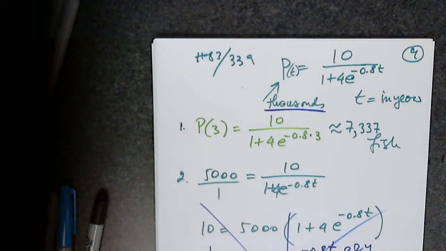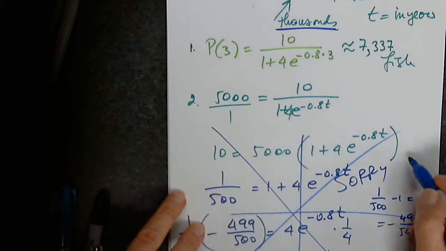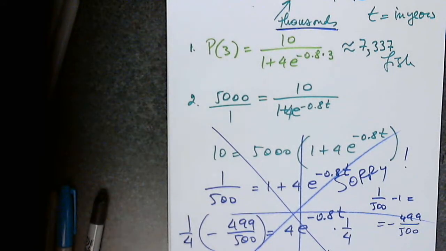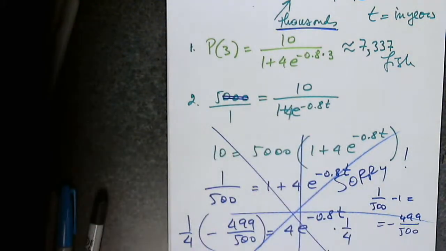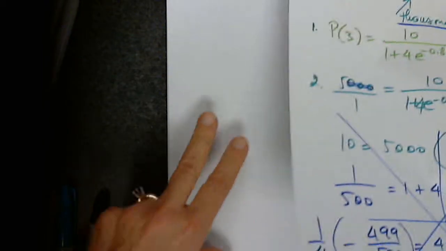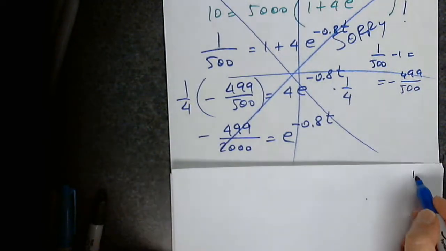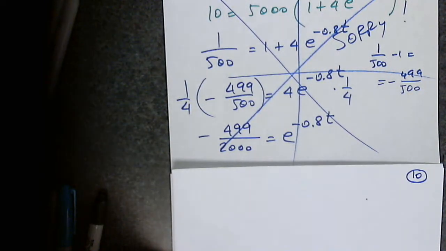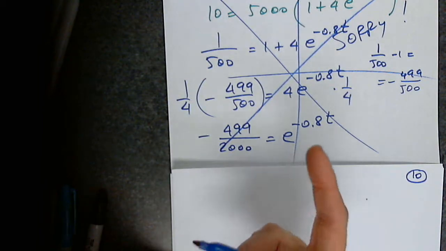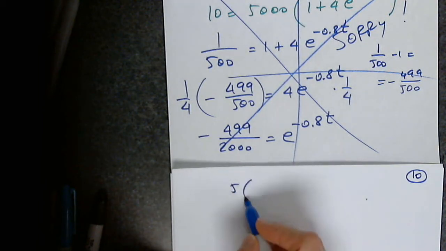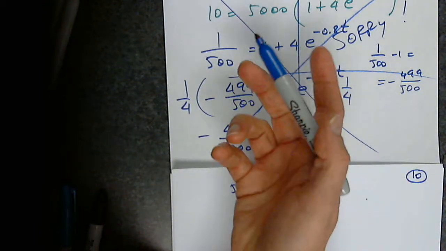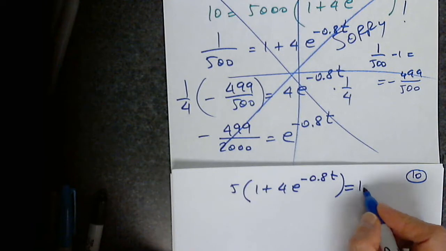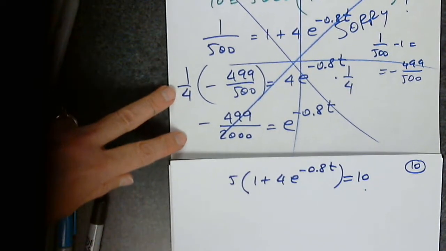Yeah, we came back with angry scribbles. Exactly. So I had to write sorry. So this is only 5, not 5,000. So we have to start from scratch on part B. That's how we learn. Okay. So then I have 5, quantity 1 plus 4e to negative 0.8t equals 10. Totally different story.